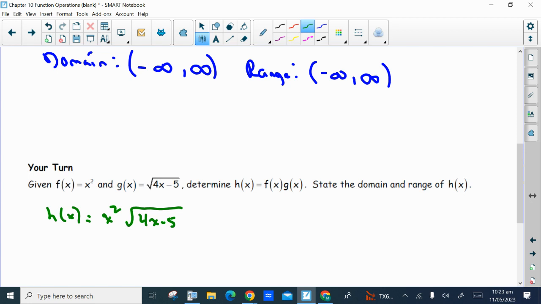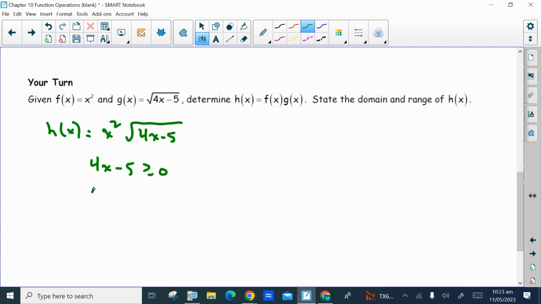What's under the radical has to be greater than or equal to 0, because you can't take the root of a negative number. So, to find our restriction on x, again, the radicand has to be greater than or equal to 0. So 4x has to be greater than or equal to 5. X has to be greater than or equal to 5/4. That is our domain.